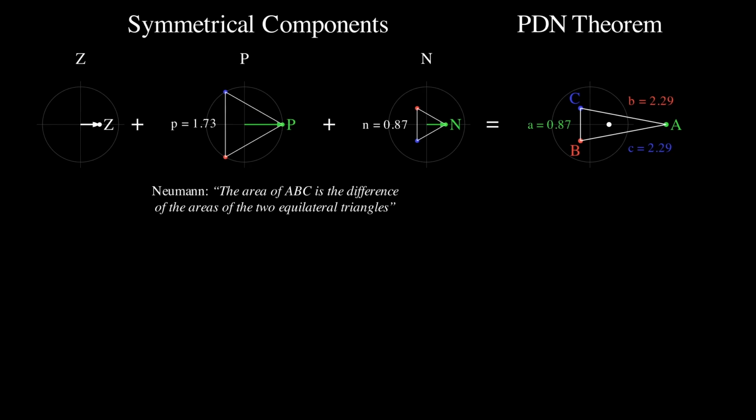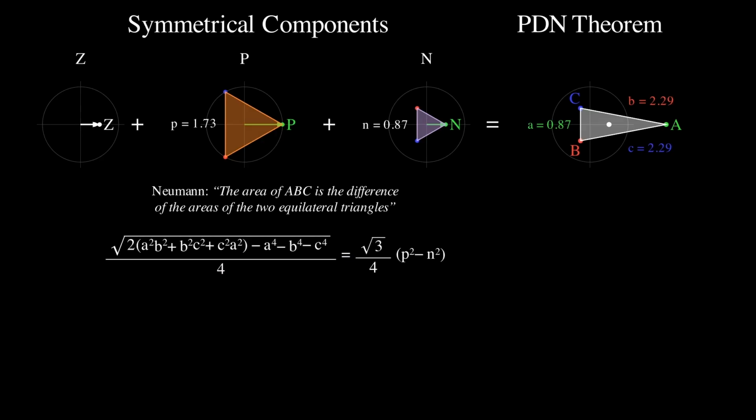two equilateral triangles. This is illustrated in a literal way by showing the area of the ABC triangle here being equal to the difference of the areas of the P and N triangles. The equation is represented algebraically this way.